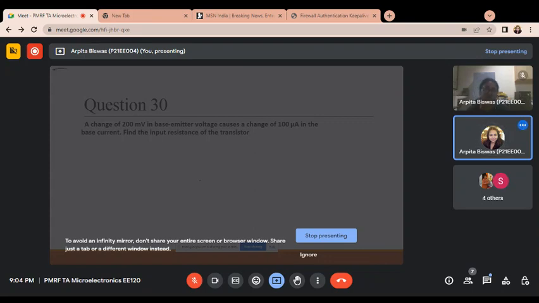Next question, question number 30: a change of 200 millivolt in base emitter voltage causes a change of 100 microampere in the base current. Find out the input resistance. This is also a very easy question. The change in voltage is given, the change in current is also given, so you have to find the resistance. The value is 2 kilo ohms. And this is the last question.